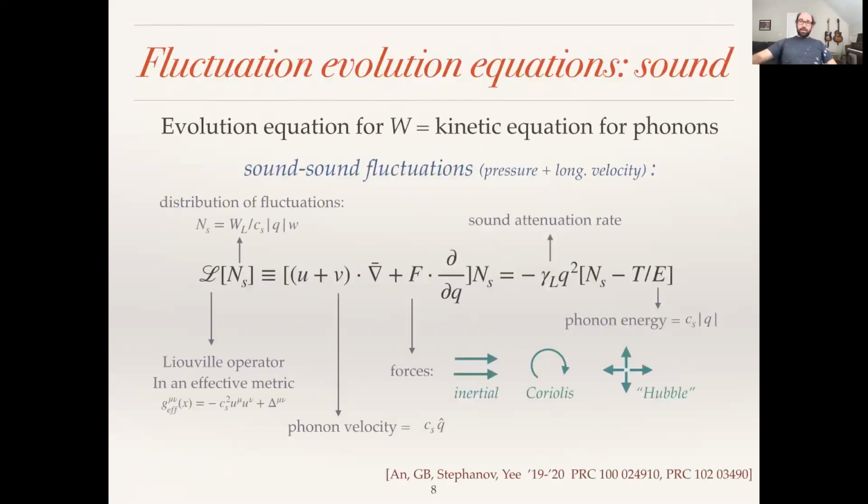Okay, so the general evolution equations for the 2-point functions are complicated, but they can be packaged in a nice simple way, which describes essentially a kinetic equation for phonons. So on the left-hand side, there's some Liouville operator that involves all sorts of inertial forces, rotation and expansion and all that. And on the right-hand side, there are basically these relaxation terms. So you can find the details in the references.